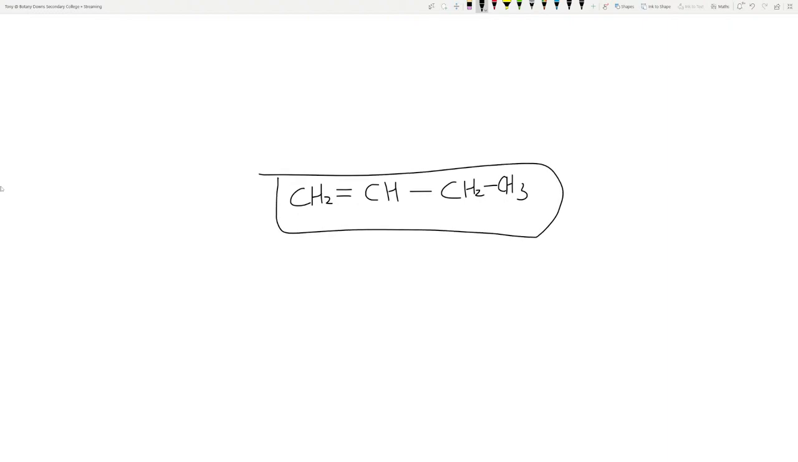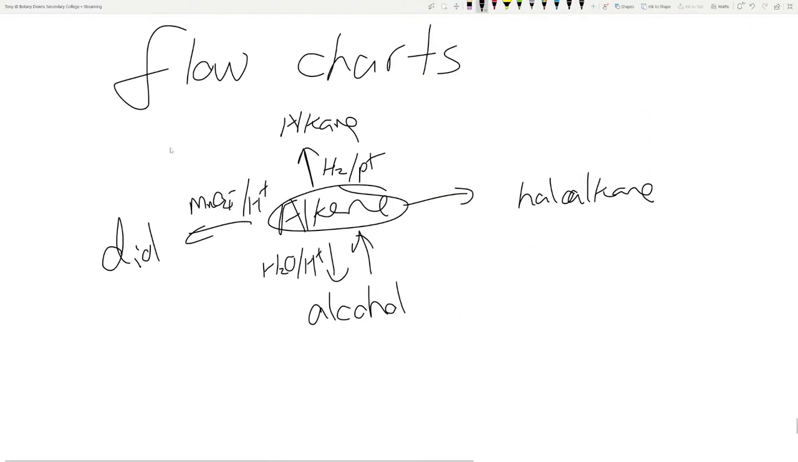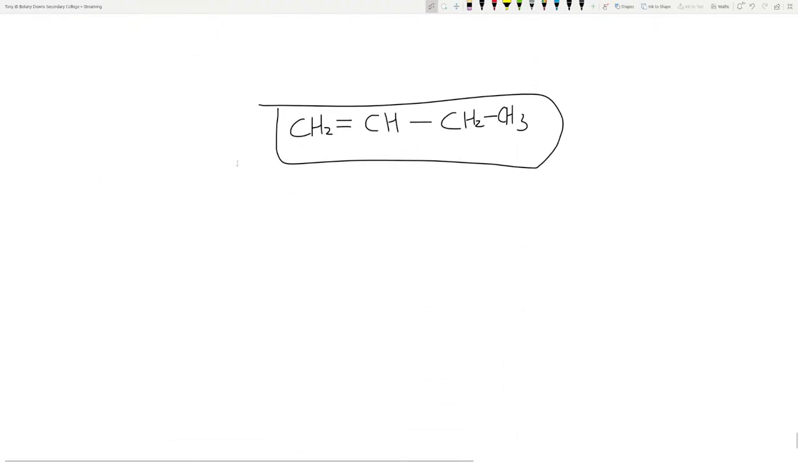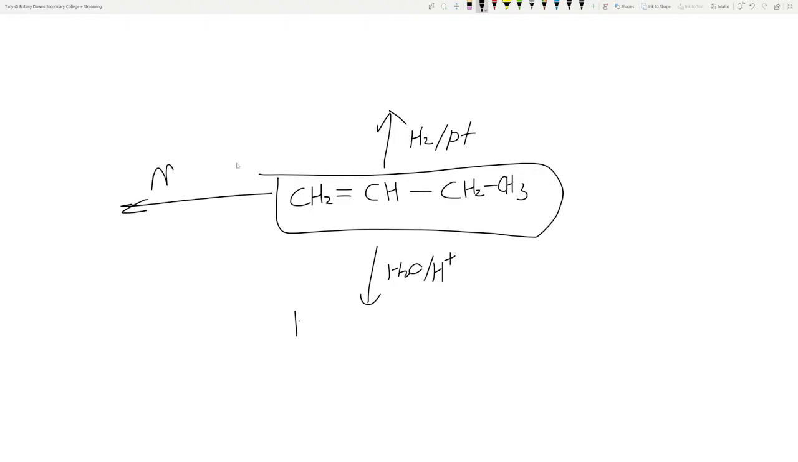Look at the flowchart, like I said, if that's how your teacher taught it. Can you replace that alkene with Bu-2-ene? Can you go through the flowchart? For example, if I react this with H2/Pt, what do I make? If I react this with H2O/H+, what do I make? If I react this with MnO4-/H+, what do I make? If I react this with Br2, what do I make? If I react this with HCl, if you can do that, then there's merit in actually remembering the flowchart that way.